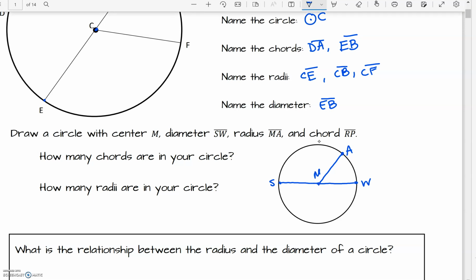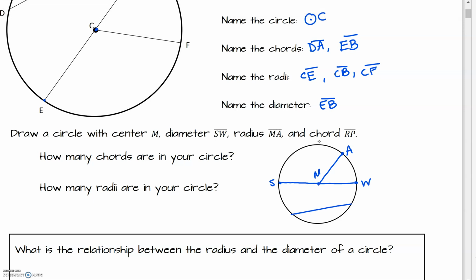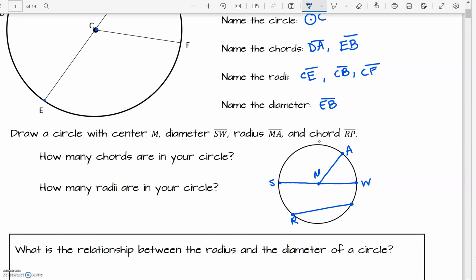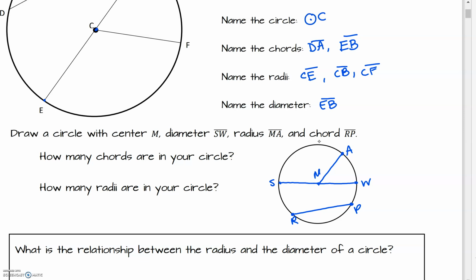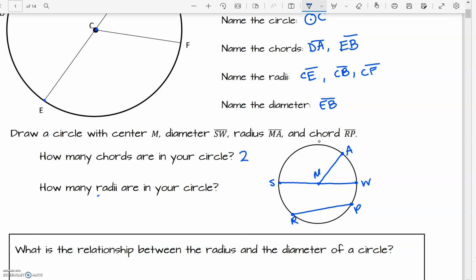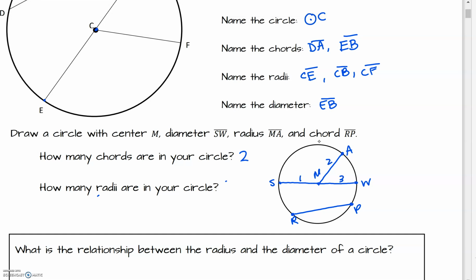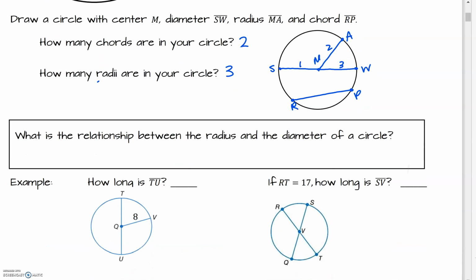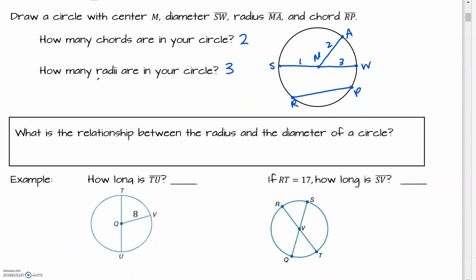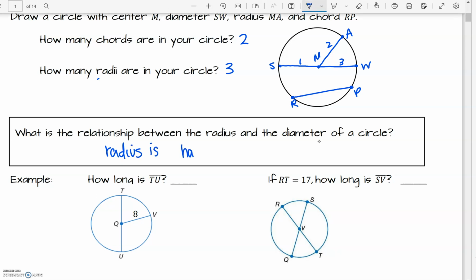So how many chords are in my circle? I have one chord here, RP. I also have the chord SW, so I have two. How many radii? We have 1, 2, 3. What is the relationship between the radius and diameter? So I want you to think about that. The radius is half the diameter. Or you could say the diameter is twice the radius, whatever direction you want to go.